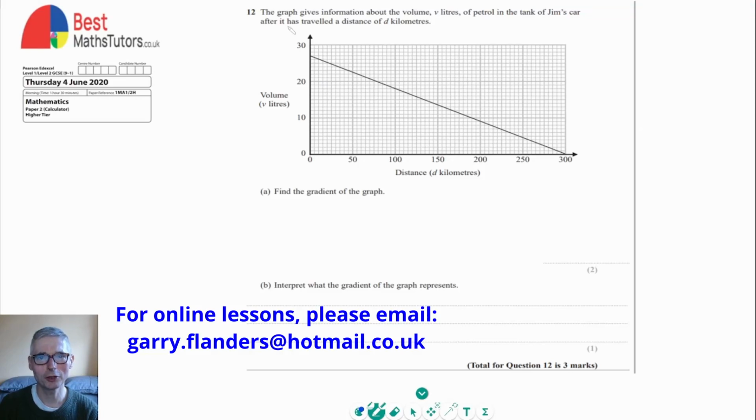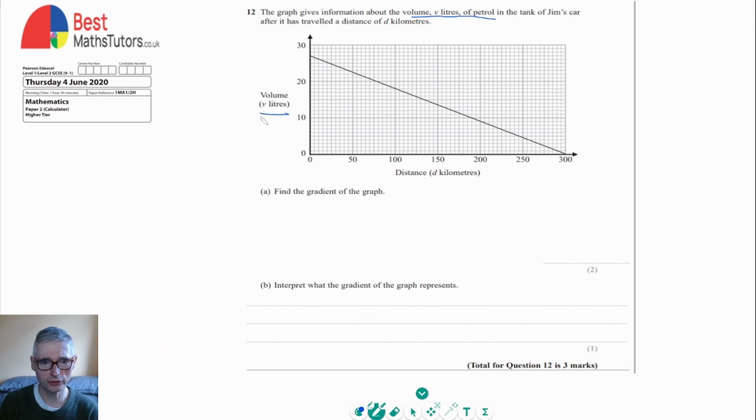Hi, this is question 12 and it's a question about real life graphs. It says that the graph gives information about the volume of litres of petrol. This is this axis here, which says the volume V litres in the tank of Jim's car after it has travelled a distance of D kilometres. So that's this axis here.